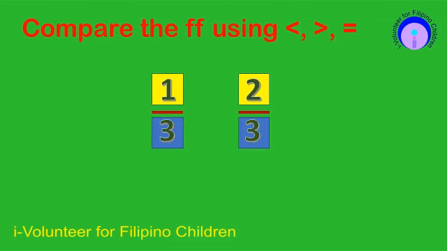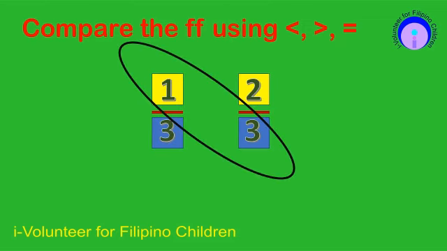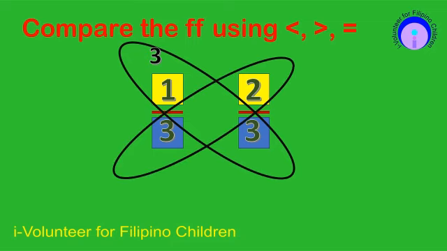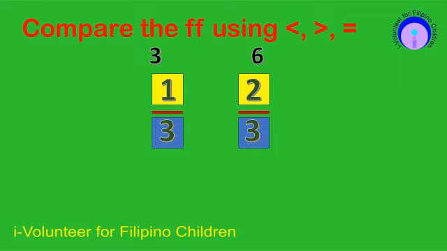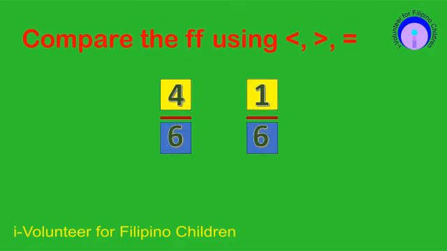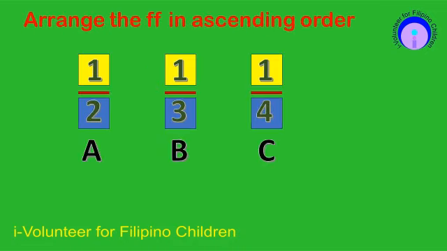Let's have more examples. One-third is less than 2/3. Let's compare 4/6 against 1/6. 4/6 is greater than 1/6.